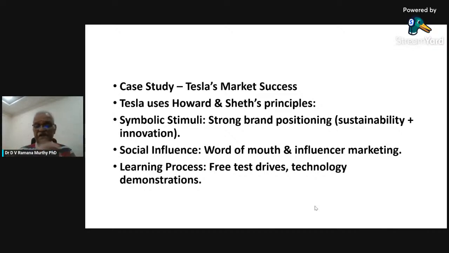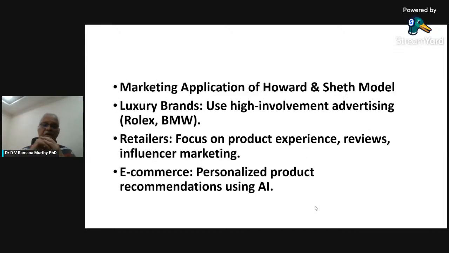For example, if it's a self-driving car, automatically you don't have the driver in the seat as such. It automatically navigates the entire trip and goes. So this is a product innovation. So when we study this Howard and Sheth model, let us also examine some of the marketing applications.